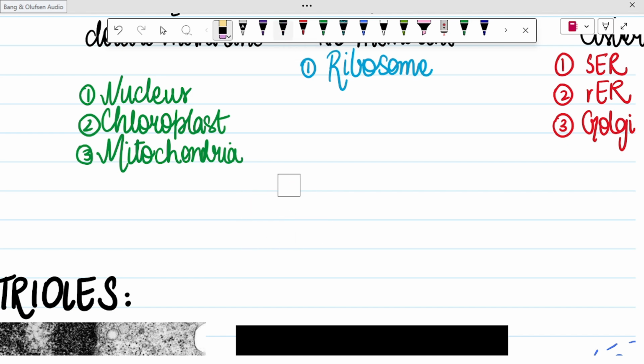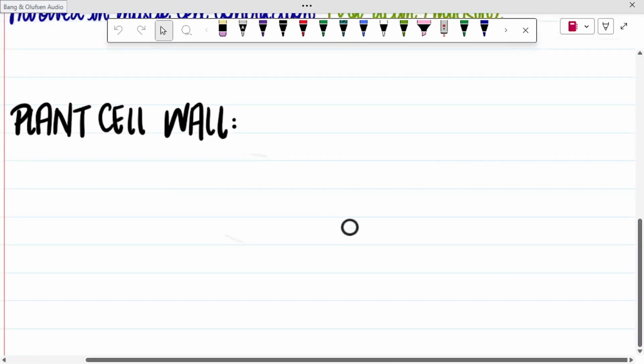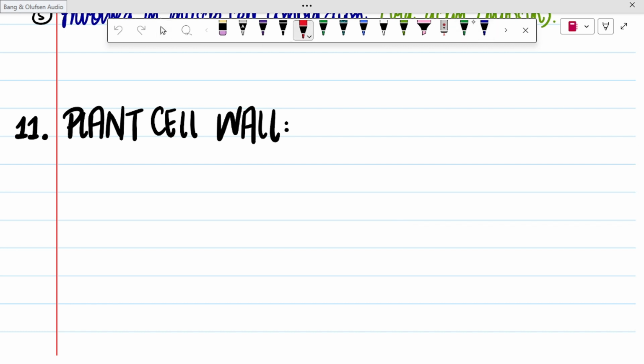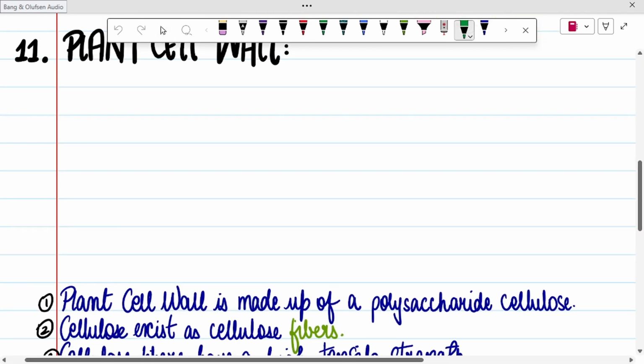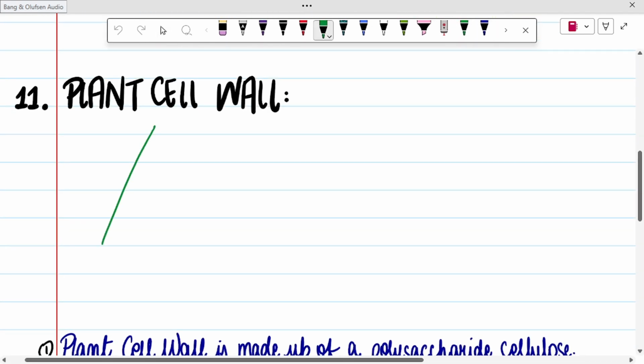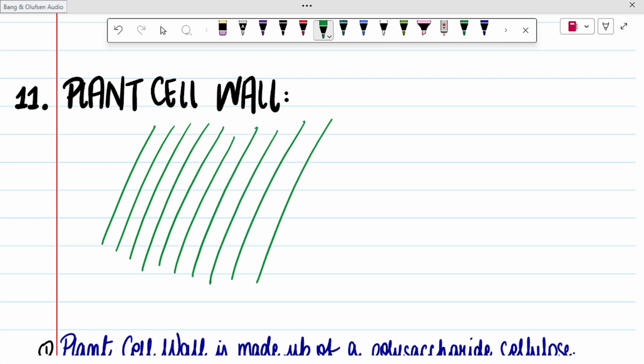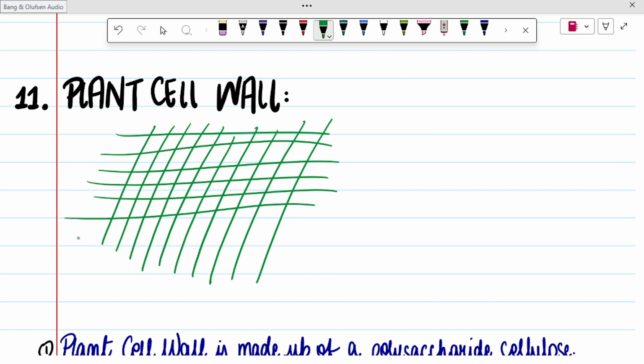Now for today's class, we'll be studying plant cell wall. Start करते हैं. Let's see. Give me a minute. So your plant cell wall, it is made up of polysaccharide, which is known as cellulose. कौन से polysaccharide से बनी होती है? That is cellulose. And your cellulose, it exists as fibers. किस तरह होती है arrangement? Something like this. These fibers are arranged in a crisscross manner. This is what you call a crisscross manner. And these are your cellulose fibers.